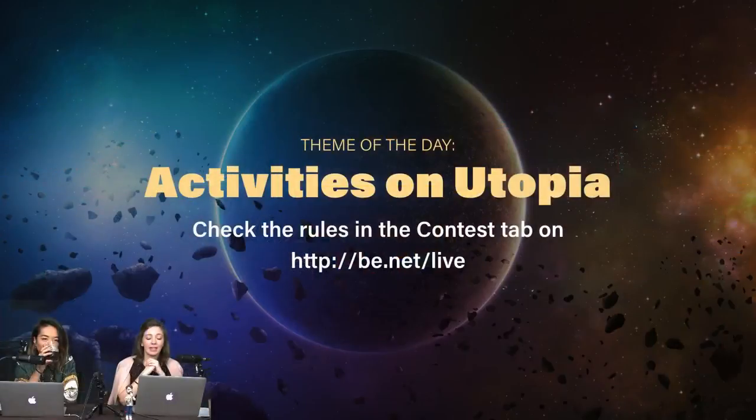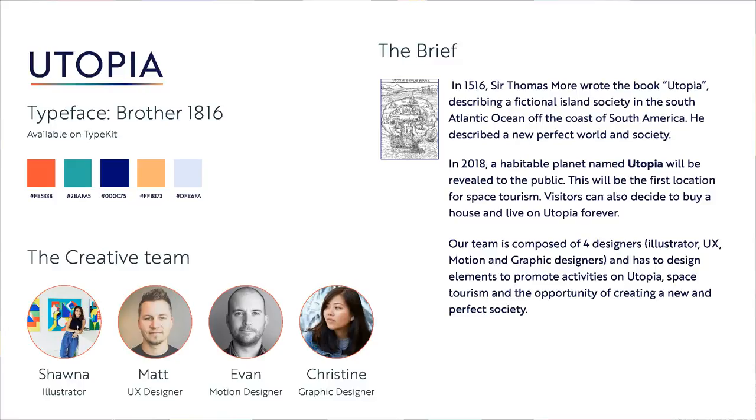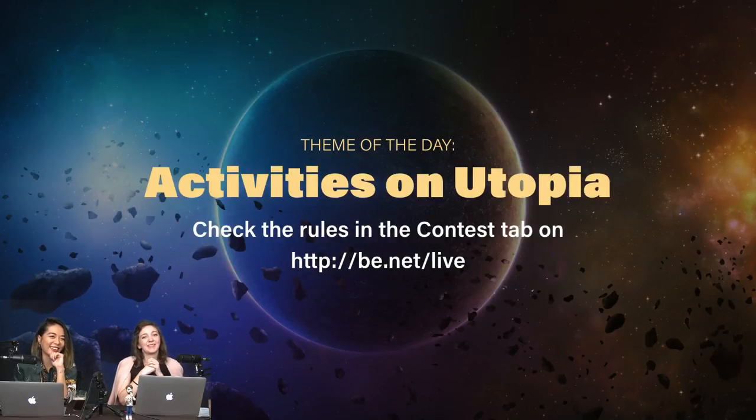So we are running a contest all week. It changes every single day and every single stream. Today's theme is activities on Utopia. The whole creative brief for the week can be found at be.net/live on the contest tab, and you can find out that Utopia is this new planet that we are exploring. Yesterday it was traveling to Utopia. Today is activities on Utopia. And since Shawna is an amazing visual designer and illustrator, we're asking you guys to make an illustration using Illustrator CC about activities on Utopia.